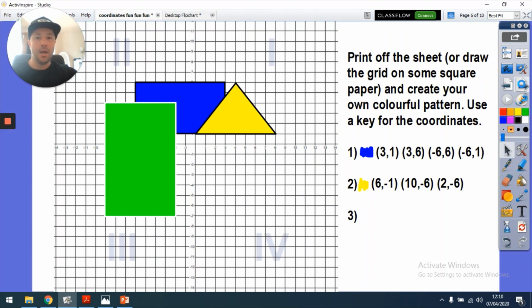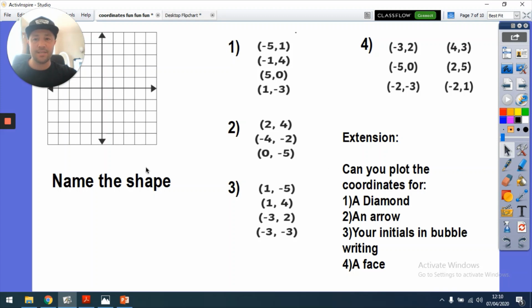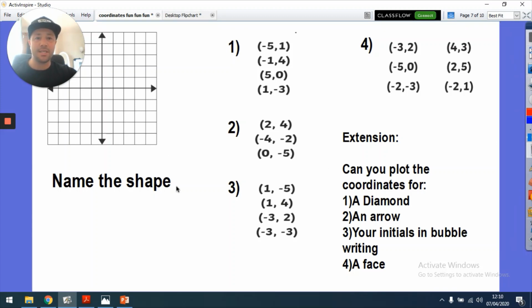So next up, it's just a little test for you. I want you to have a go at this again. Down below, you can print them out, or if not, just get some squared paper and make a grid by 1, 2, 3, 4, 5, 1, 2, 3, 4, 5. So 5 up, 5 across, 5 down, and 5 back. So a line going across 10, a line going down 10, and then intersecting in the middle. And then I want you to have a go at making some of these shapes.